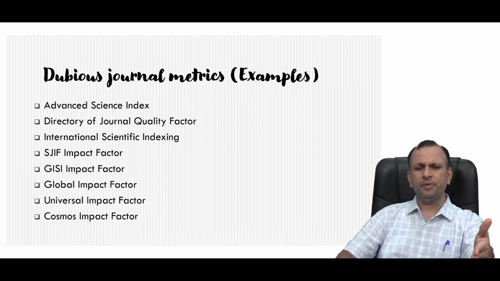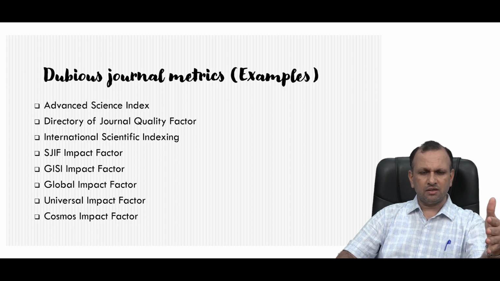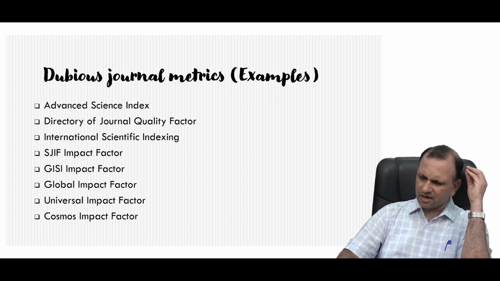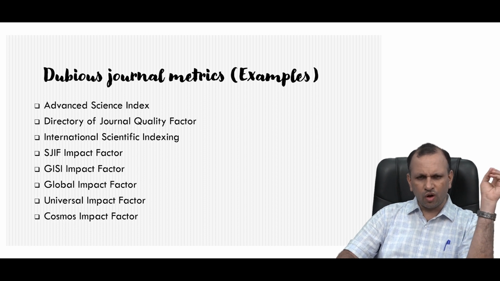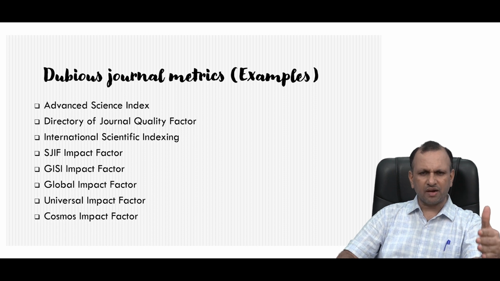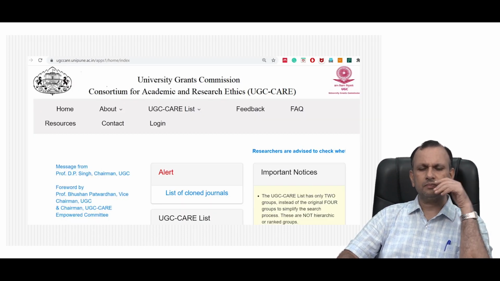So these are some dubious journal metrics: Advanced Science Index, Directory of Journal Quality Factor, International Scientific Indexing, SJIF Impact Factor, GISI Impact Factor, Global Impact Factor, Universal Impact Factor, Cosmos Impact Factor. All these are highly dubious with the least credibility, right? So I advise that all those journals that claim to be having any of these impact factors should be outrightly rejected, outrightly avoided.